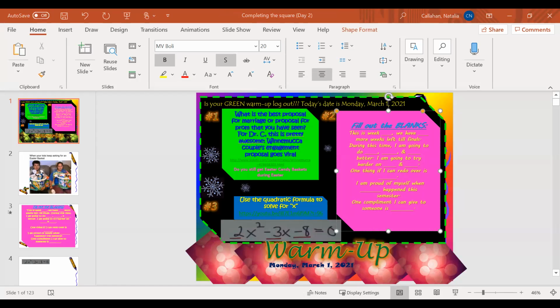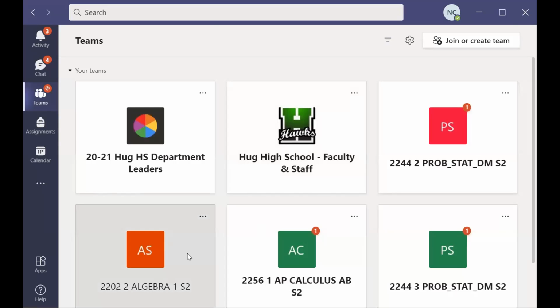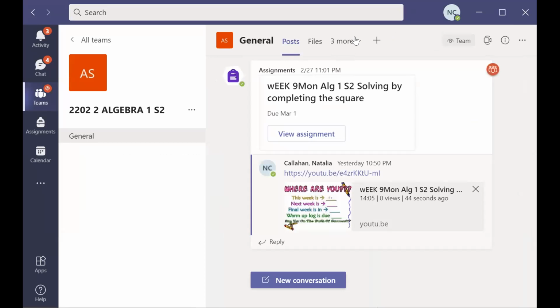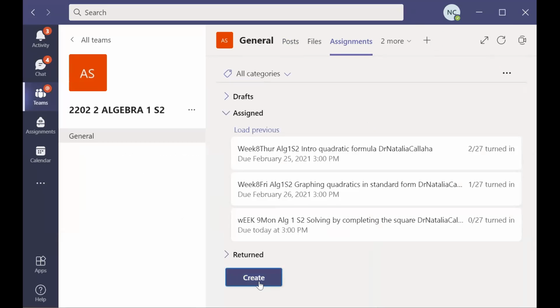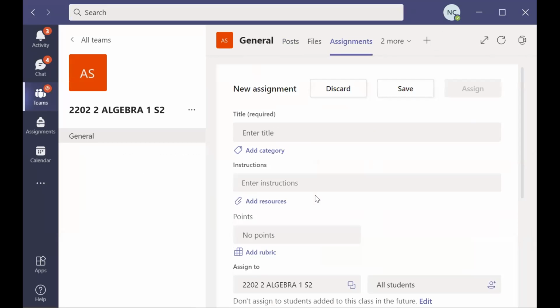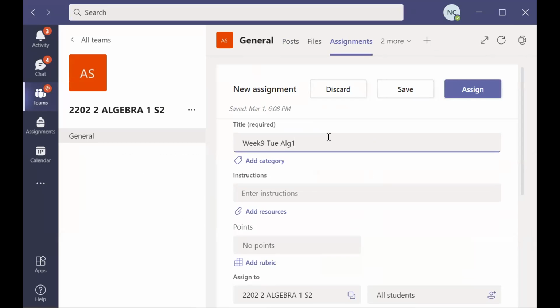All right, let's go ahead and create the assignment for today. For Algebra 1. Here's your assignment. And this is for week 9, Tuesday, Algebra 1, Semester 2. And today we're going to do a review on quadratics.